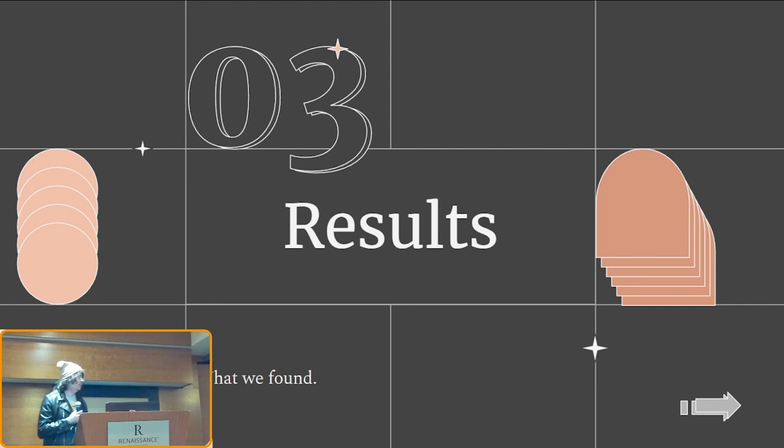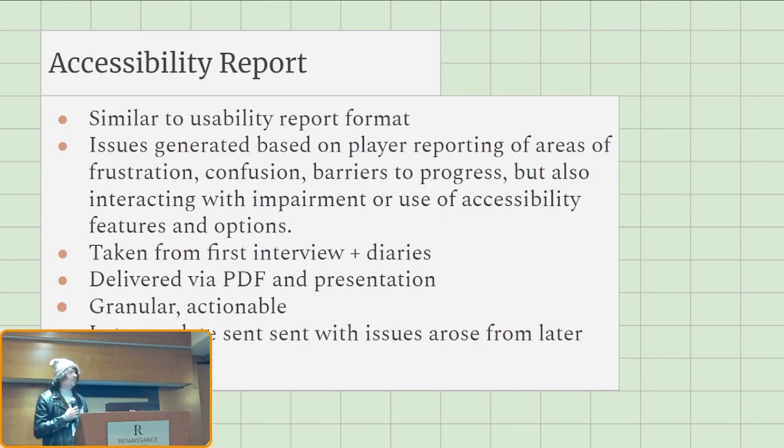Results. I'm going to talk about the results in terms of both the accessibility report, the one delivered to industry, and then the thematic analysis work that I was delivering for my thesis and academia. The format we used was similar to a usability report format, with issues generated based on player reporting of areas of frustration, confusion, barriers to progression, but also interacting with an impairment or use of an accessibility feature which wasn't really meeting their expectations of it.